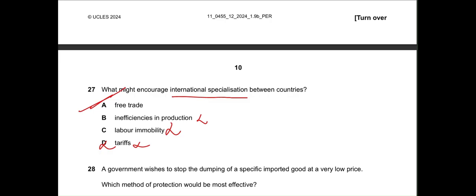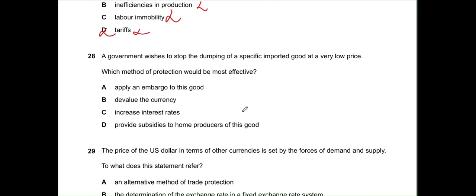Now moving ahead with the next question, question number 28. A government wishes to stop the dumping of a specific imported good at a very low price. Which method of protection would be the most effective? Apply an embargo on this good, devalue the currency, increase the interest rate, or provide subsidies to home producers of this good.